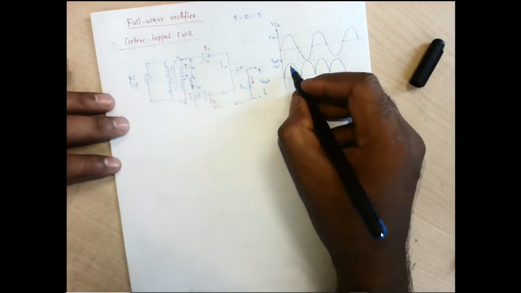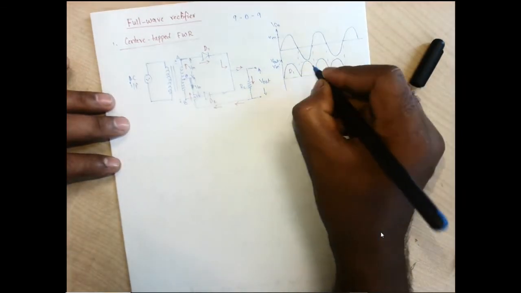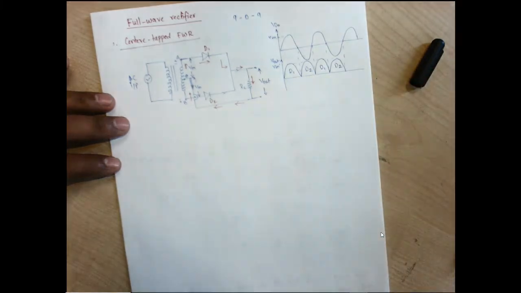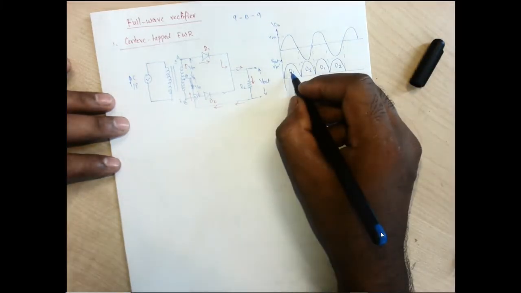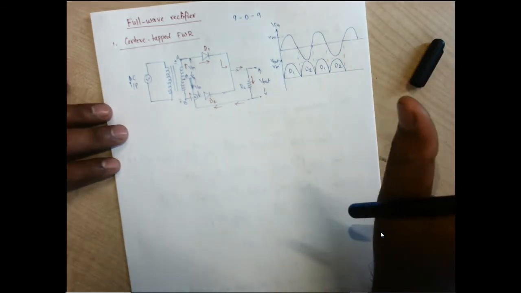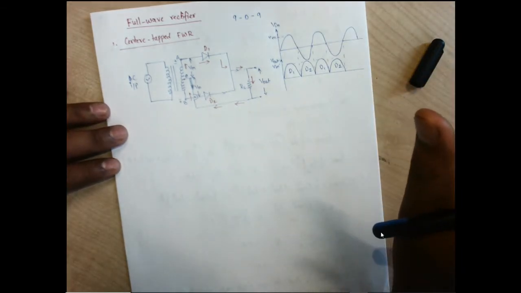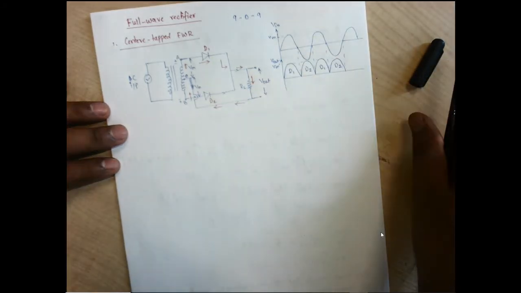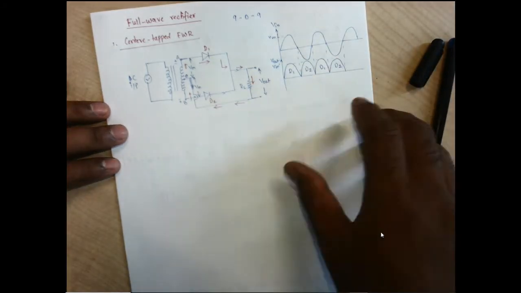So this half is due to D1, this is for D2, this is for D1, this is for D2. So for this case D1 will conduct, for this case D2 will conduct, again D1, again D2. In this way we have the output which is achieved from this center tap full wave rectifier. Okay.